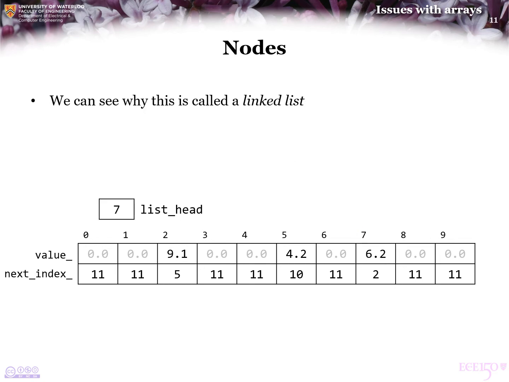We can now see why this is called a linked list. The list head stores the first index. The first index stores the second index. The second index stores the third index. The third index is 10, indicating that that is the end of the linked list. We could keep on adding more and more values to the front of this linked list. In this case, we could add up to 10.